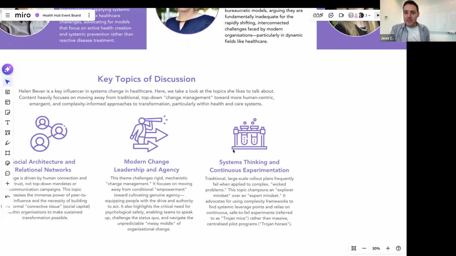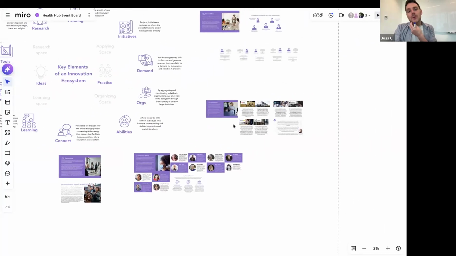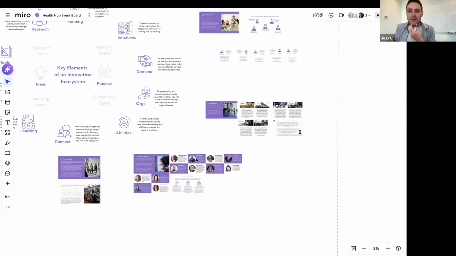Systems thinking and continuous experimentation. Instead of large scale rollout plans that frequently fail, you should take a much more iterative, adaptive, and experimental approach, bottom-up Trojan mice, as she calls it, instead of a Trojan horse, safe to fail experiments that can initiate change. So I might encourage you to follow Helen Bevan if you're not familiar with her. She hosts really great conversations, on Twitter and LinkedIn.